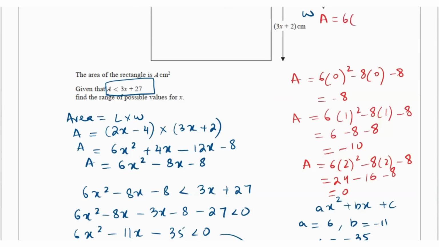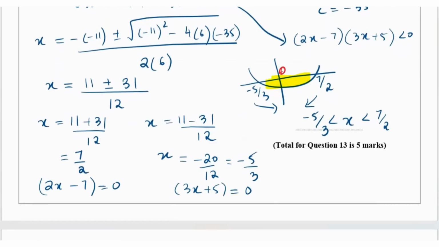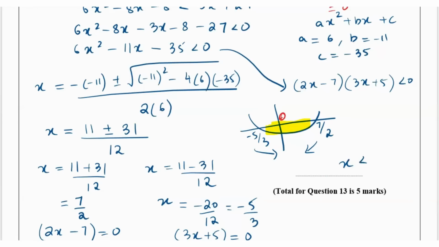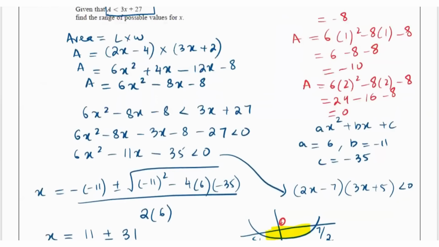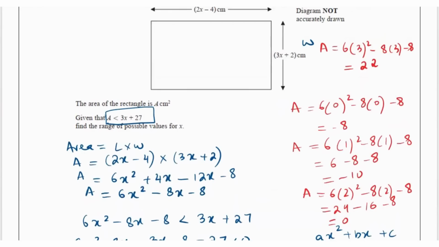For x equals 3, we're getting 22, which means our x has to be greater than 2. So for our final inequality, we'll write x is less than 7/2, but has to be greater than 2. Because at x equals 2, we're getting an area of 0, and 0 cannot be the area. So greater than 2, what we get is x equals 3, which gives us an area of 22. So x has to be greater than 2 and less than 7/2.